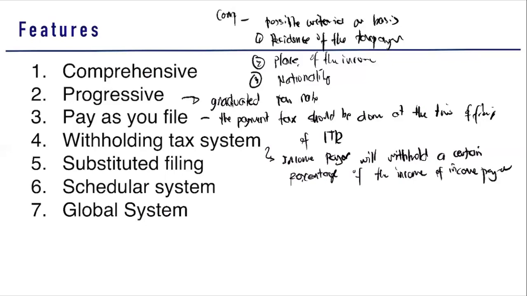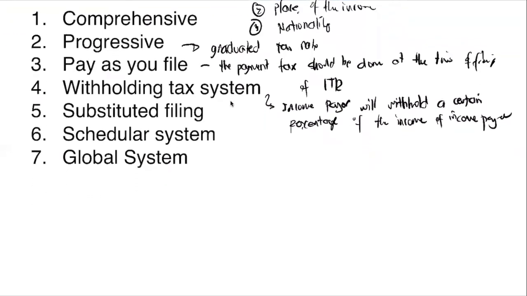Okay. The income payer will withhold a certain percentage of the income payee. Sir, what do we mean by that? Okay. So we have here, let's say, A and B. Si A, babayaran niya si B, kasi si B, nag-render siya ng services kay A. So may mga services siya kay A. So si A, kailangan niyang magbigay ng compensation.